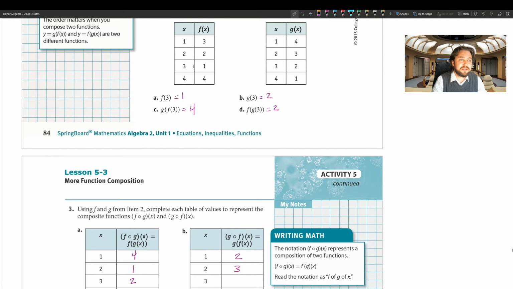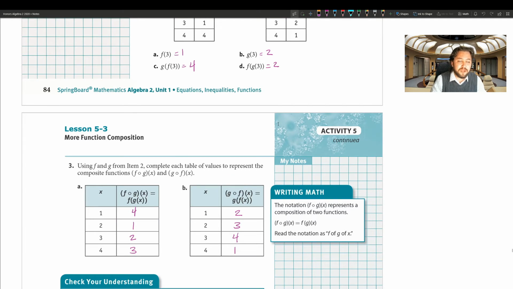I put my f in as a 3. I get out a 1. I put in a 1 for my g. I get out a 4. And lastly, for my f, I put in a 4. I get out a 4. So I put a 4 in over here, and I get a 1 out. A little bit weird, isn't it? Function composition can be a little bit strange, but that's okay.